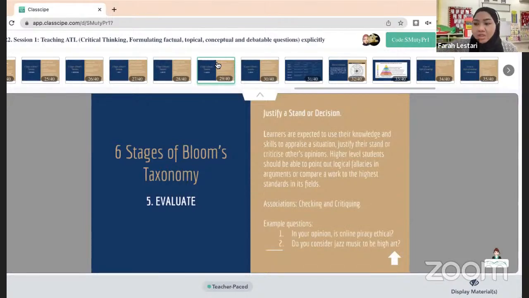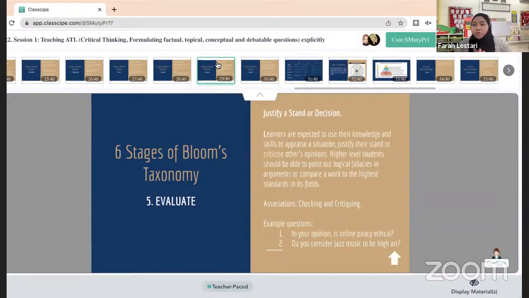The next stage is evaluate, where the students are expected to use their knowledge and skills to appraise a situation, to justify their point of view, their stand, or to even criticize other opinions. In theory of knowledge, one of the common terms used in the prescribed title, sometimes we find evaluate, and I think this requires higher order thinking skills.